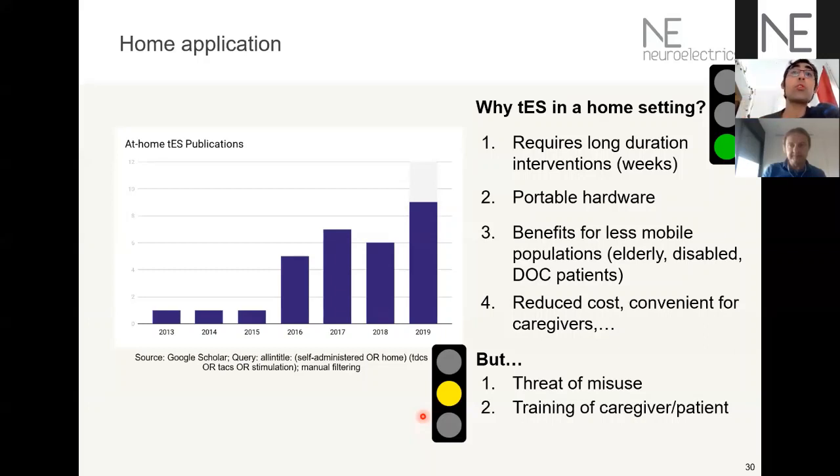However, there's more and more interest, as you can see from the list of publications being generated, in applying tES in the home setting. So this is something that Neuroelectrics is looking into. And in the future, we'll have another webinar where we will describe our home solution in more detail.